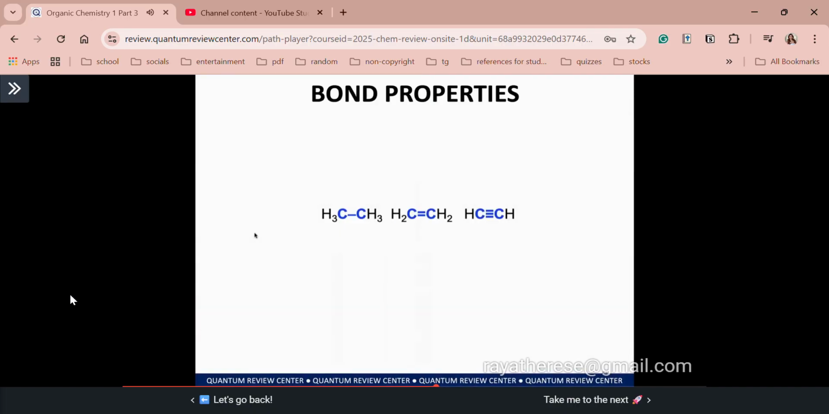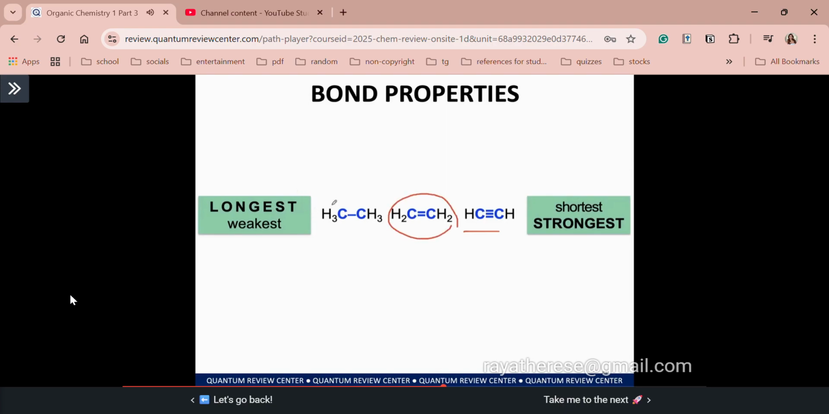All right, class, remember, for bond properties, we have sp3 hybridized, sp2 hybridized, and lastly, sp hybridized. Remember from your previous slides, our rough generalization. For sp3, usually the longest bond length, but the weakest bond strength. For sp hybridized, you have the shortest bond length, while the strongest bond strength. Sir, how about sp2? Class, it is moderate: moderate bond length and moderate bond strength.